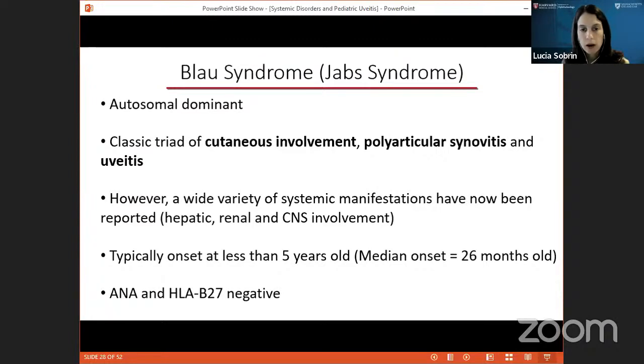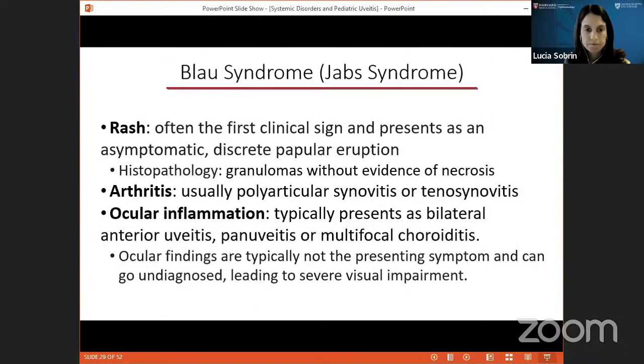The tip-off about Blau syndrome is that the onset is very young, typically less than 5 years old, with a median onset of 26 months old. And the workup for things like JIA and spondyloarthropathies, with ANA and B27, is negative. The rash is often the first clinical sign and can be very asymptomatic, but when biopsied shows granulomas.